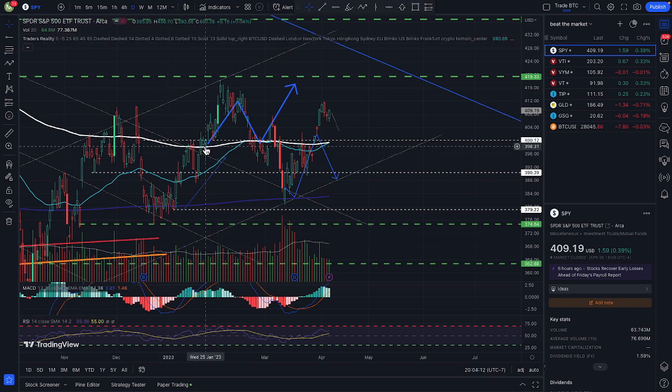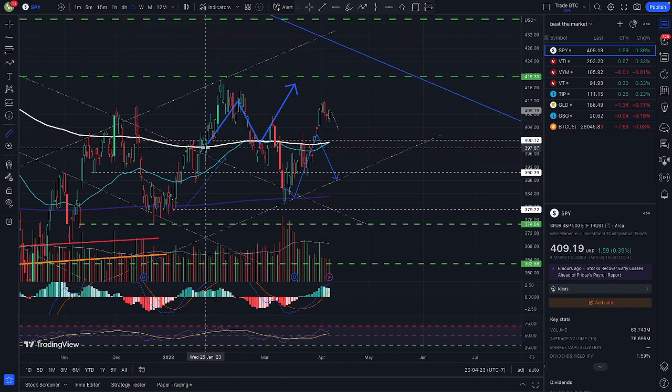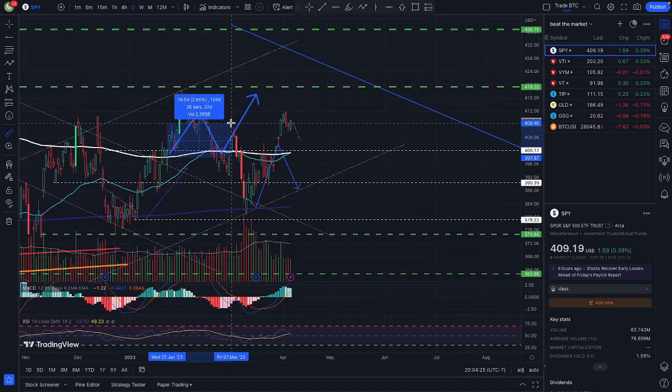Anyway, this projection: up a bit, back down, test the 200. That played out over roughly 36 days. Let's measure that out. When did I draw that and where did that go to? That played out for 40 days.